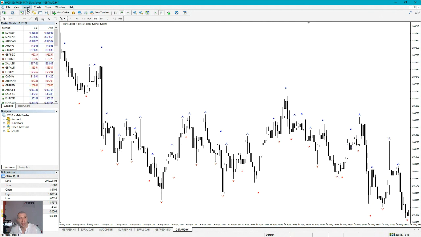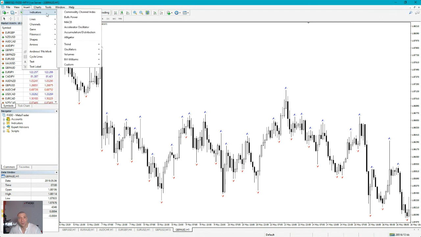You go to insert, okay, this is the FXDD platform. Then you go to the indicators, okay. You go lower, guys. Oscillators, volumes, bill, yeah. So it's actually here, Andrews Pitchfork channels. See, channels, Andrews Pitchfork. It's a sort of equidistant channel.